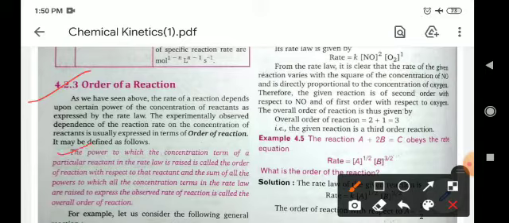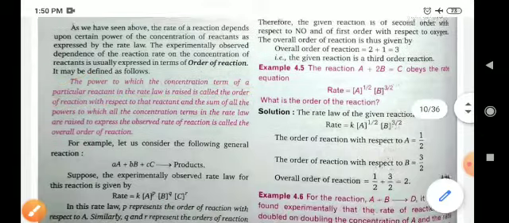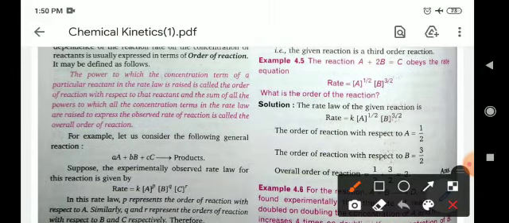The power to which the concentration term of a particular reactant in the rate law is raised is called the order of a reaction. Means the order of reaction is defined by the concentration term of the reactant. For example, let us consider the following general reaction: aA plus bB plus cC gives a product, where small a, small b and small c are the stoichiometric coefficients.